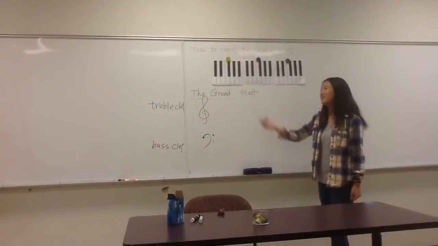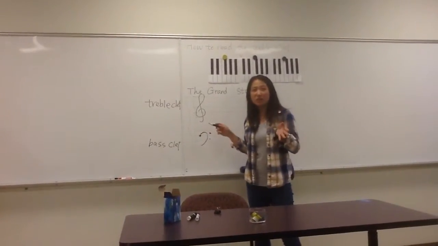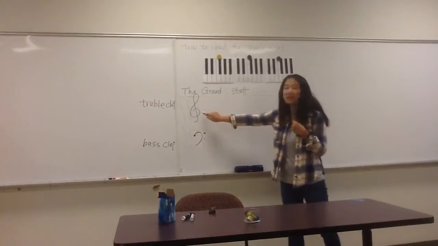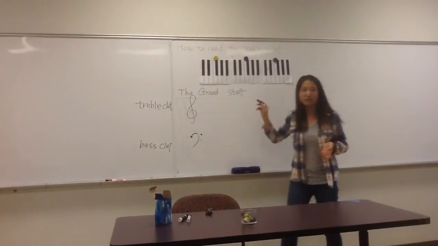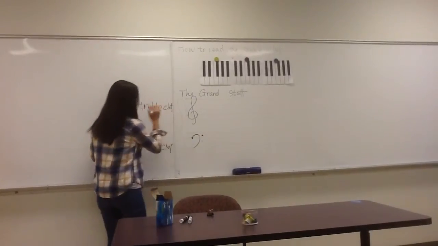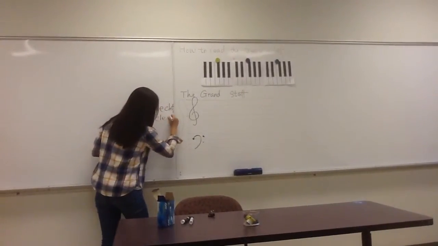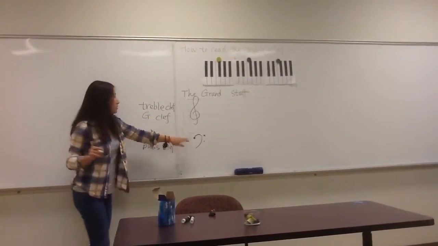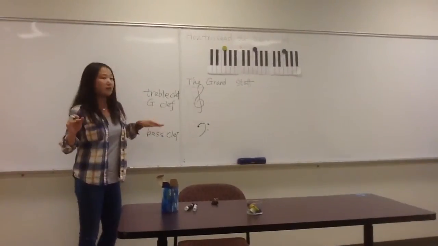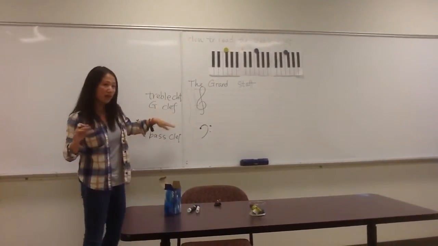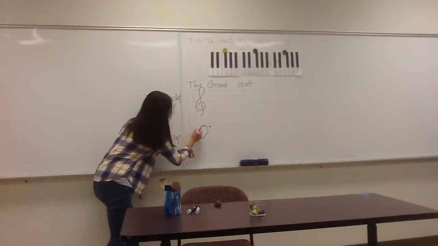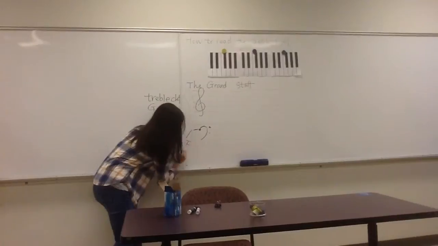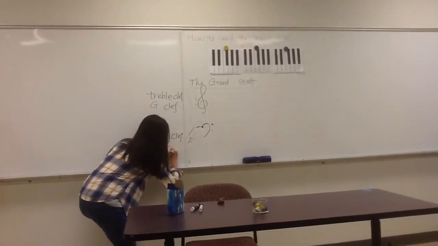So there is another name for the treble clef. Can anyone tell me which line do we start to draw the treble clef? Second line, right? So there is a name for the second line. It's the G line. So we call it the G clef. Okay? And also there is another name for the bass clef. So can anyone tell me which line did we start to draw the bass clef? Four. Yes, four. Okay, so here, right? So this is F. So we call it the F clef.